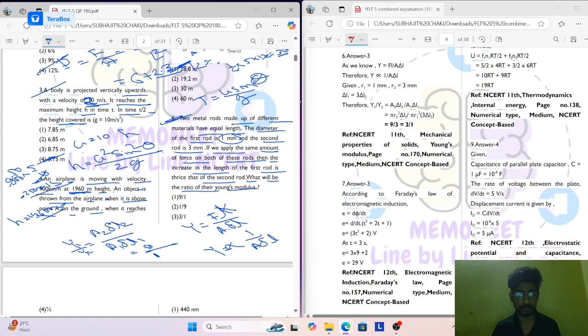If you have the same amount of force on both these rods, then the increase in the length in the first rod is thrice that of the other. So this is 3. So 9 by 1, del L1 is 1, this is 3. Therefore it will be 3 by 1, or 3:1 will be our correct answer, right?